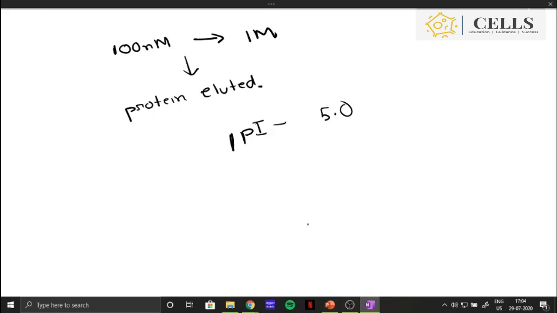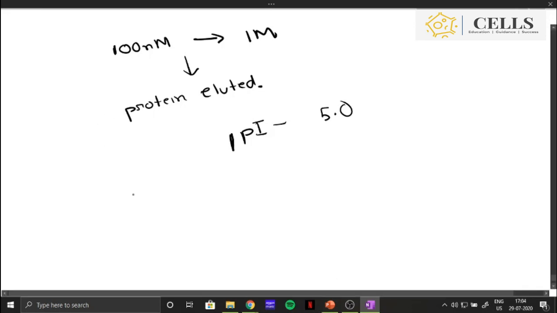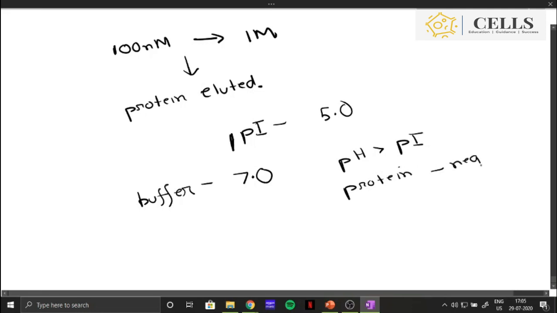Okay, so now a very good question. You can use both. It depends. I'll also tell you why you should use one above the other. Suppose you are making a buffer which is pH 7.0. So the pH is more than pI. The protein will be present in a negative form. You have to use anion exchange chromatography.